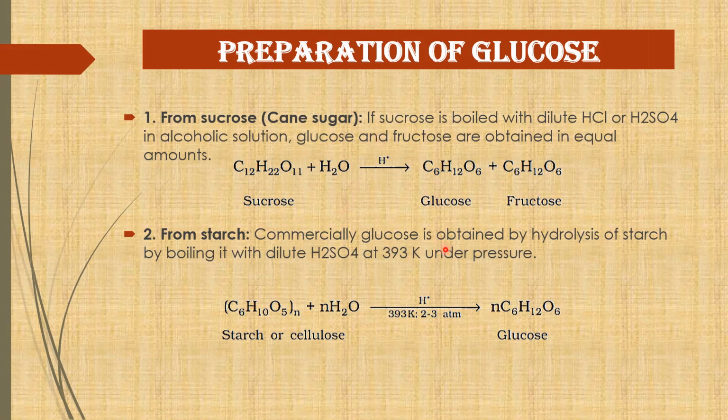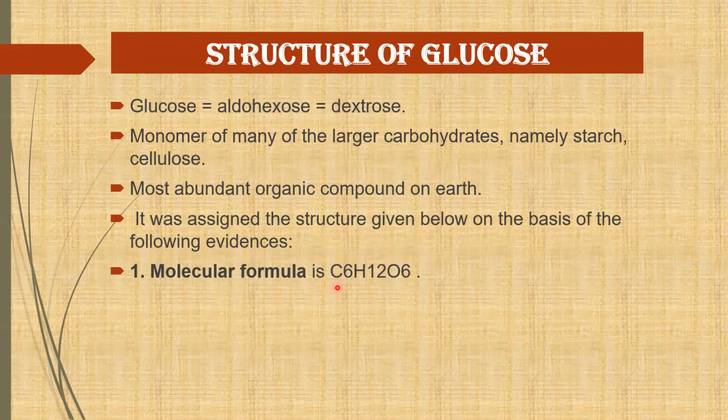Commercially, glucose is obtained by hydrolysis of starch by boiling it with dilute H2SO4 at 393 Kelvin under pressure. Structure of glucose. Glucose, also called aldohexose or dextrose, as glucose contains an aldehyde group and it has 6 carbon atoms with the hydroxyl group. It is known as aldohexose. It is the monomer of many of the larger carbohydrates, namely starch and cellulose.